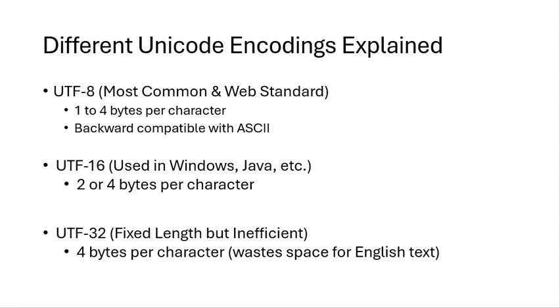Then we have UTF-32, fixed length but inefficient. That is, in this the number of bits per character is fixed. That is, it uses 4 bytes per character. That is 32 bits per character. It wastes space for English text but simplifies indexing. So most modern systems use UTF-8, including websites, databases and programming languages like Python and JavaScript.